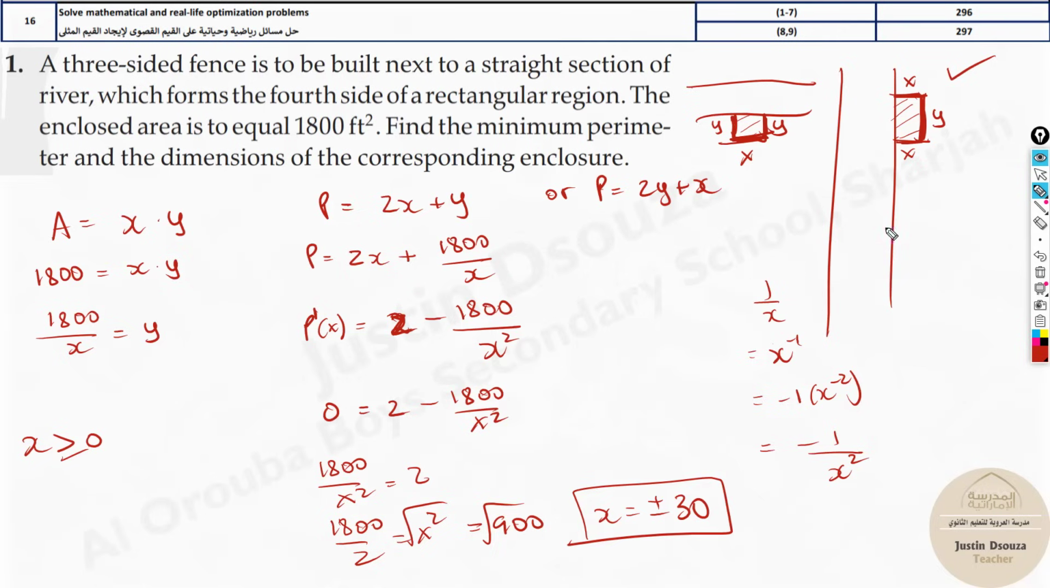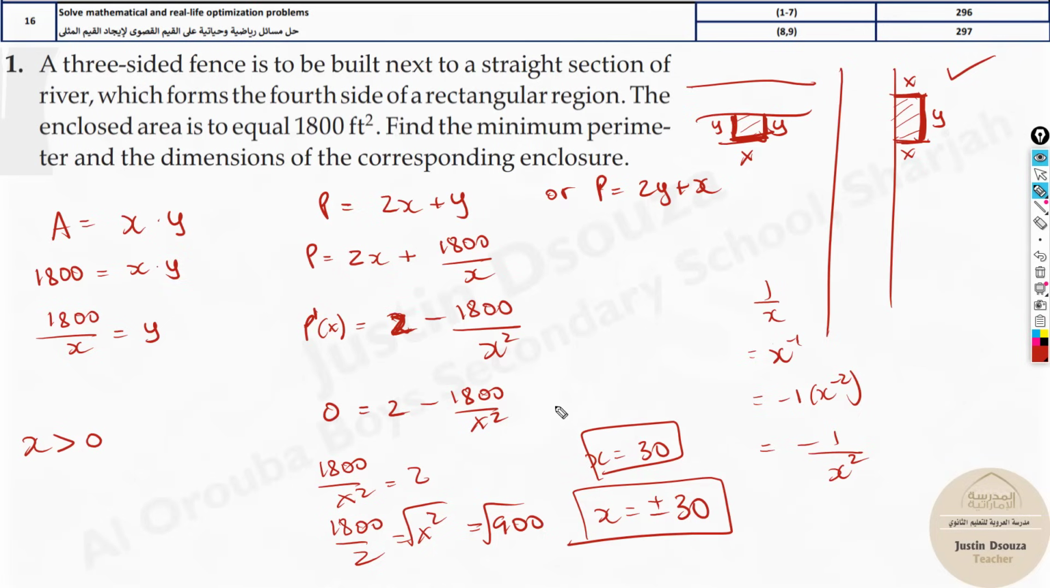I can't write less than or equal to y. It would be undefined here. That wouldn't make sense. So x must be greater than 0. This is a condition. Just by looking at this problem, you should understand. And since it's a width, you're considering x to be equal to positive 30. So that is the x value we got.